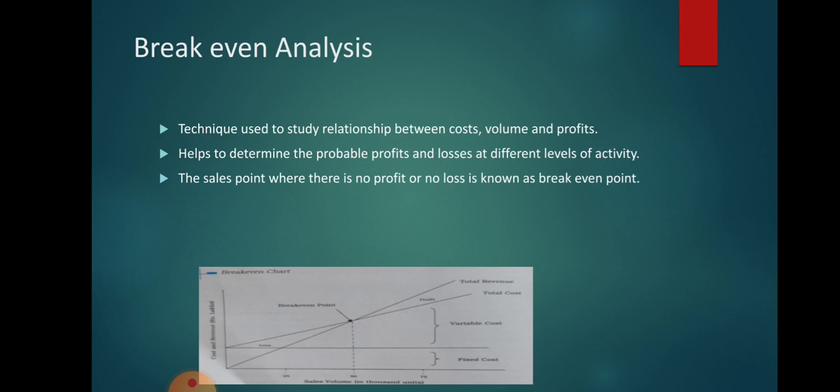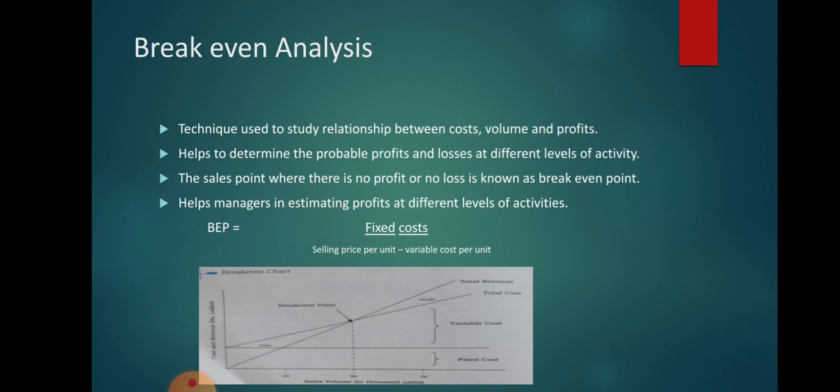That is break even point. And it helps manager in estimating profits at different levels of activity. So if we sell 120, then what will be our profit? If we sell more, that is 150 units, then what will be the profit? If we sell 200 units, what will be the profit? So it will help us to estimate profit at different points, at different levels of sales. Is it clear? It helps manager in estimating profits at different levels of activities.